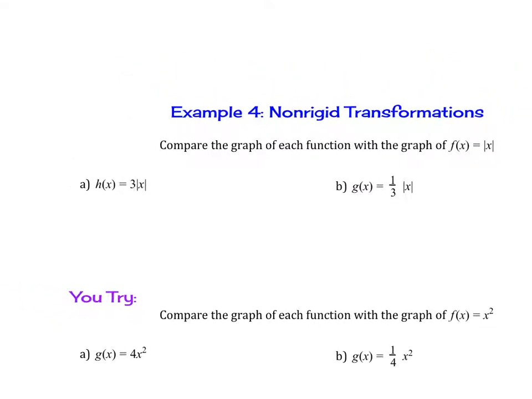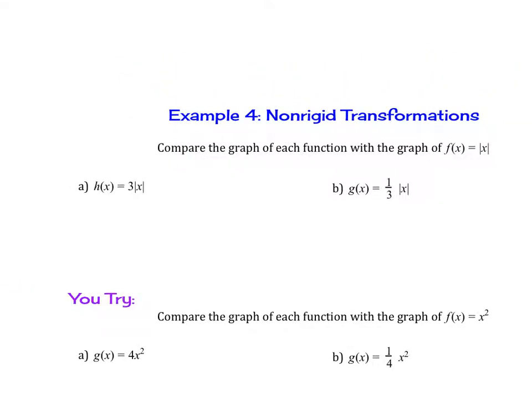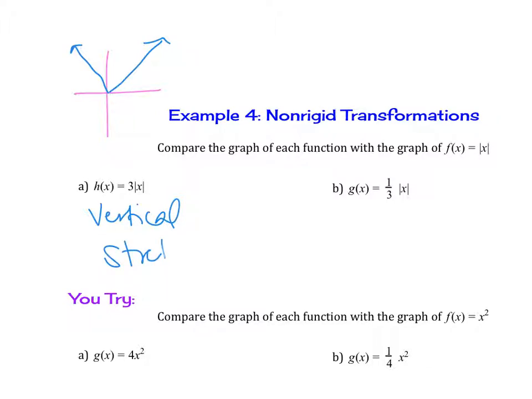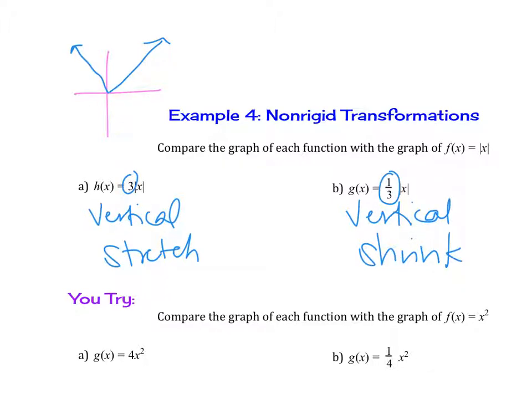So compare the graph of each function with the graph of f of x equals absolute value of x. Remember, the parent function is a V right at 0, 0, and it has a slope of 1 to each side, or 1 and then negative 1. So h of x equals 3 times absolute value of x. We know this is a vertical stretch. And then 1/3 x is going to be a vertical shrink. Again, it's on the outside, in front of the entire function.